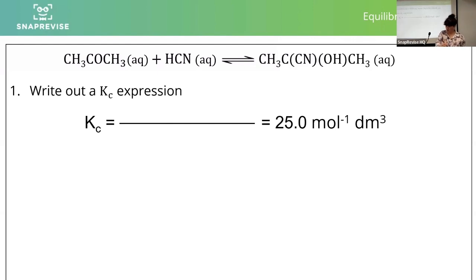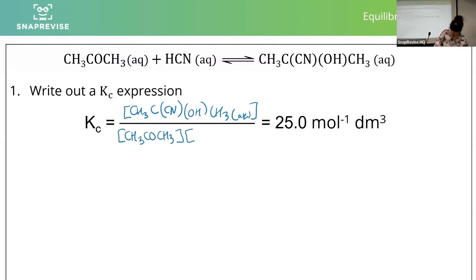So concentration of our product, CH3C(CN)(OH)CH3, aqueous, over the top of the concentration of our reactants, CH3COCH3 and HCN. All of them have a stoichiometric value of 1, so they're all raised to the power of 1, so I'm not going to write it in. Can I work out the concentrations? I've been given very little information, so this is feeling hard, but what information have we been given?